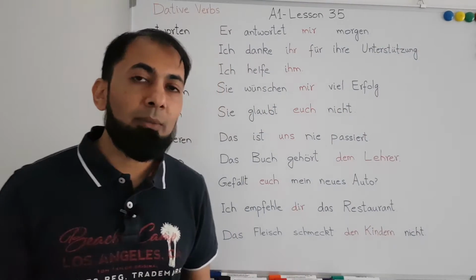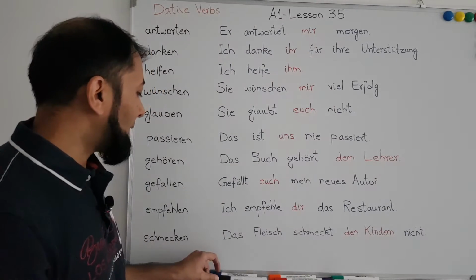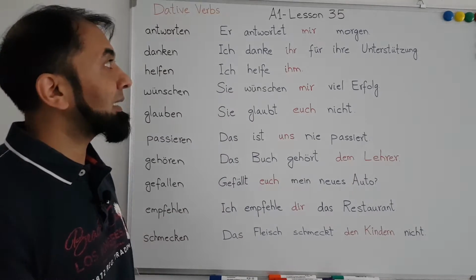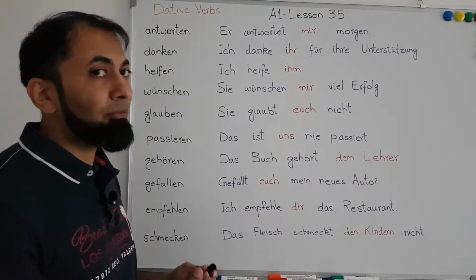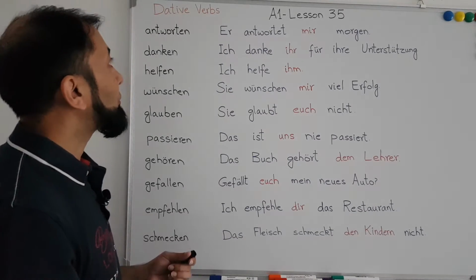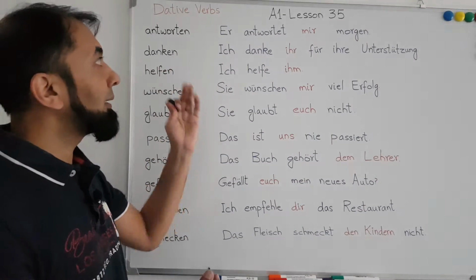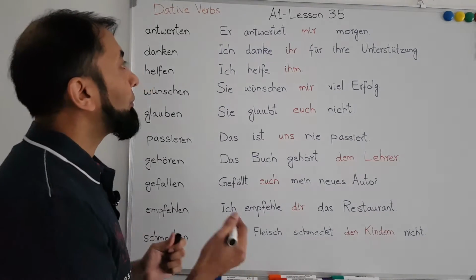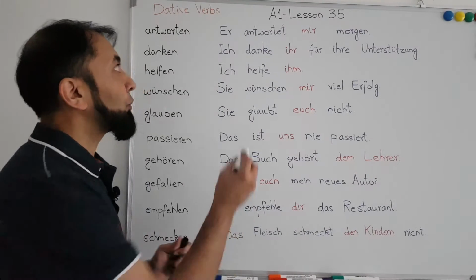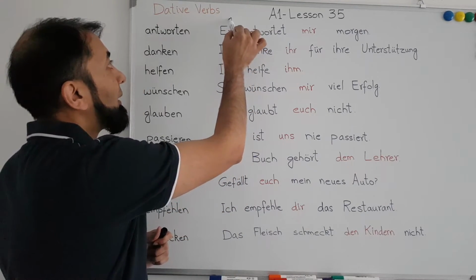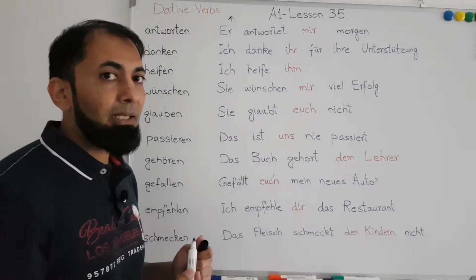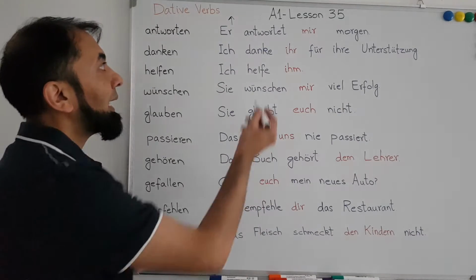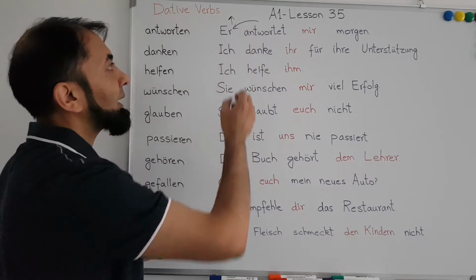Antworten is a dative verb which means to answer, and for each verb I have also made one sentence so that we can see how we have to use the dative verbs and what will be the effect of dative verb. So for antworten, to answer, I have taken the example: Er antwortet mir morgen. Now we know that the sentence structure is so that we have kept the subject at the first position and the verb in a normal German sentence will always come at the second position, and it will be conjugated according to the subject of the sentence.